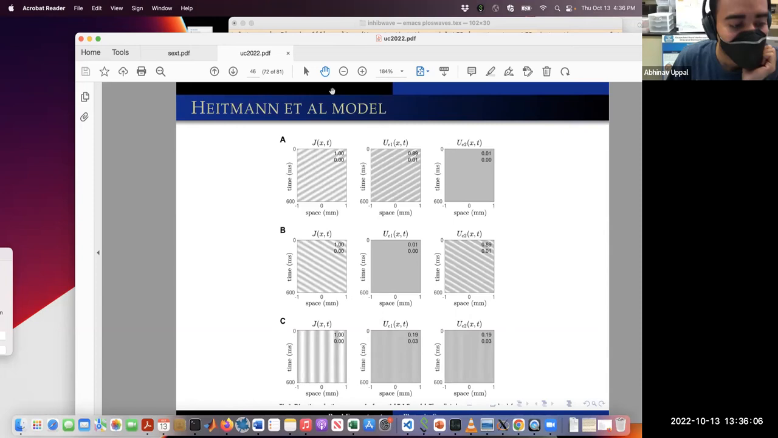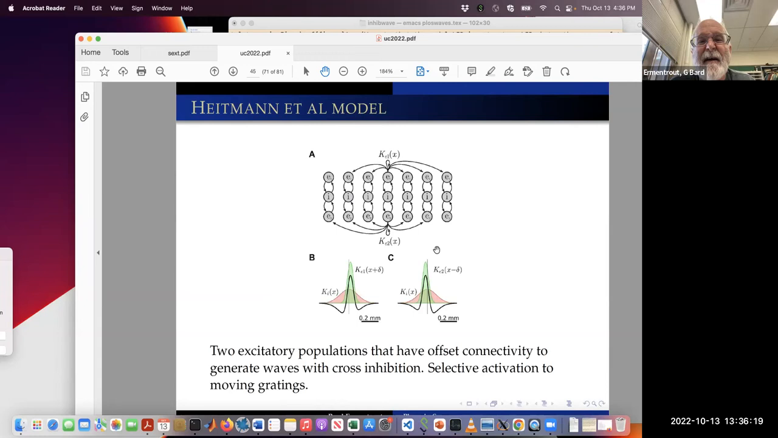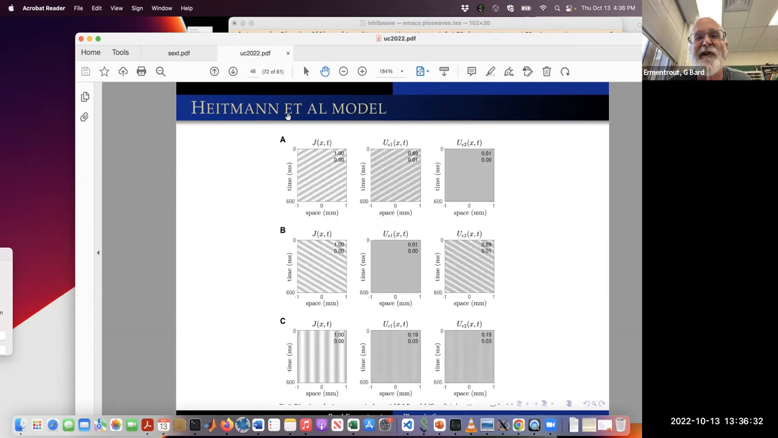When you were selecting either the top grating or the second grating, is the whole network doing the selection or only a subset of the population that oscillates to do that? Only the top guy responds to one direction and only the bottom guy responds to the other, and the inhibition suppresses the guy that is better tuned. Does that make sense? Yeah, it does. Thank you.